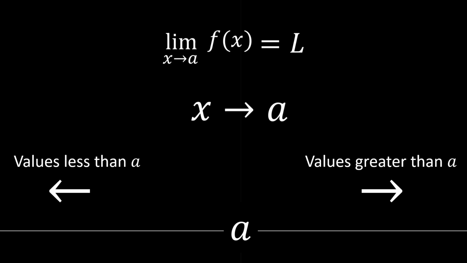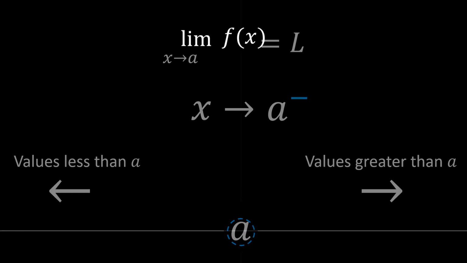If we add a superscript to the value we are approaching, we can specify which direction we want to approach it from. Adding a plus indicates that we are approaching a from values greater than it. On a number line or on an axis of a graph, this is typically from the right side. Adding a minus indicates that we are approaching a from values less than it. On a number line or on an axis of a graph, this is typically from the left side.